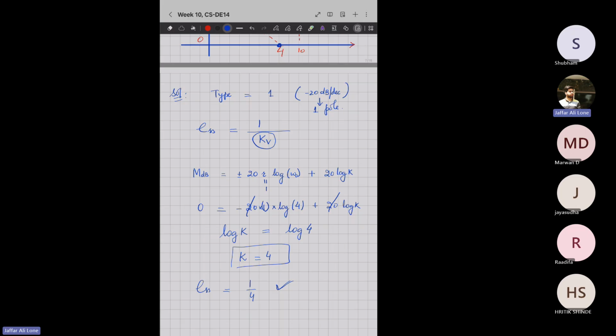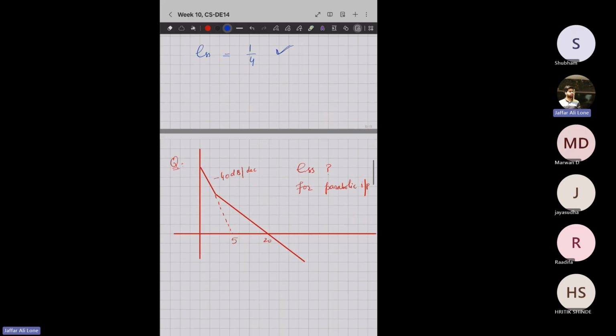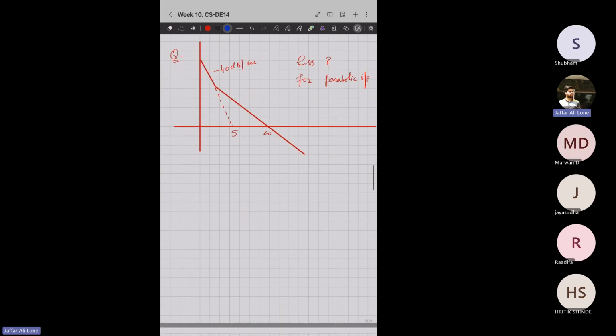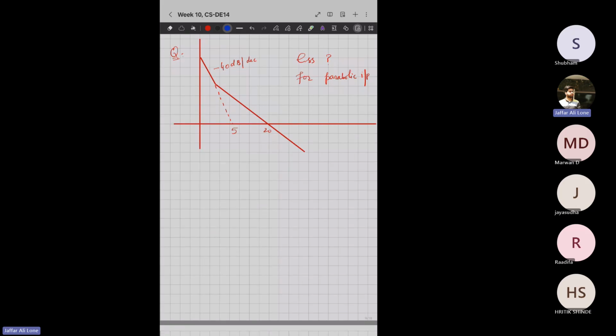Now, similarly, everybody please try to solve this question. Again, a similar question: you have to find the steady state error for this system for a parabolic input. You know the steady state error will only be finite for a parabolic input if the type is 2.